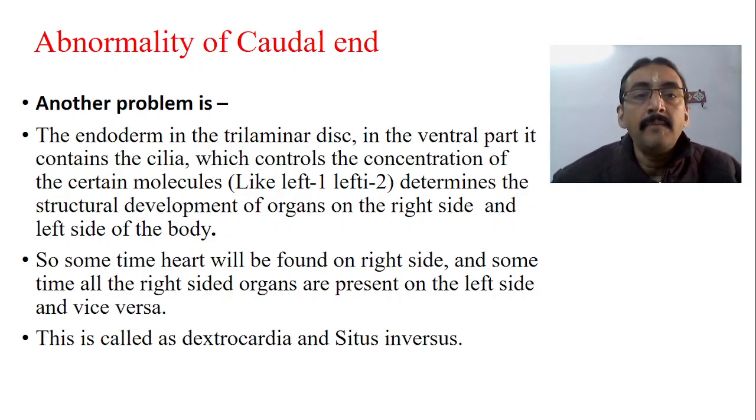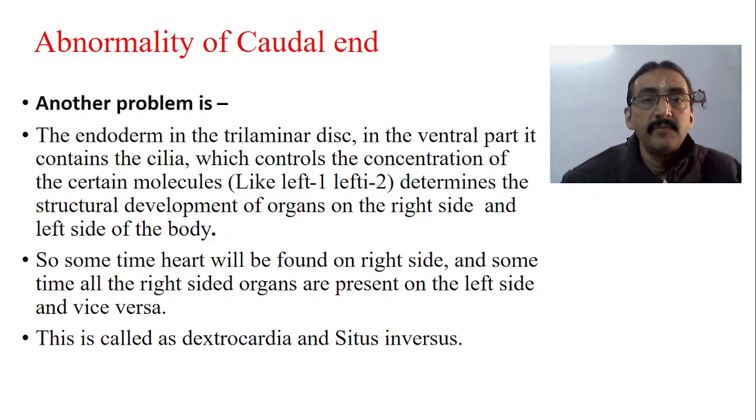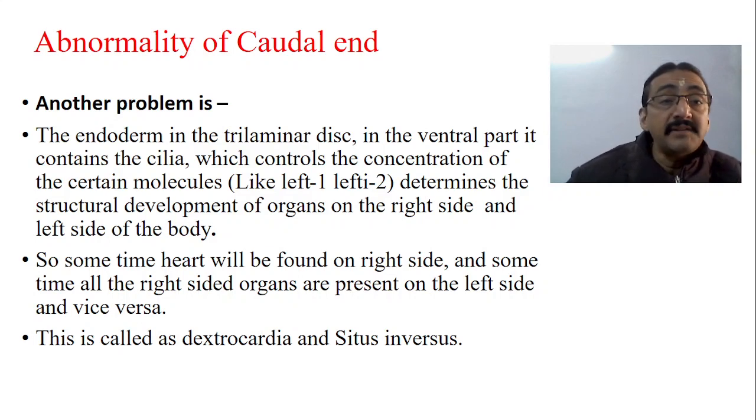Now, another problem is the endoderm in the trilaminar disc in the ventral part. You should have a clear-cut idea where is mesoderm, where is endoderm. Ventral means upper part. These cells contain cilia, and they control the concentration of certain molecules, like left 1, left 2, etc. That determines the structural development of the organs on the right side and left side of the body.